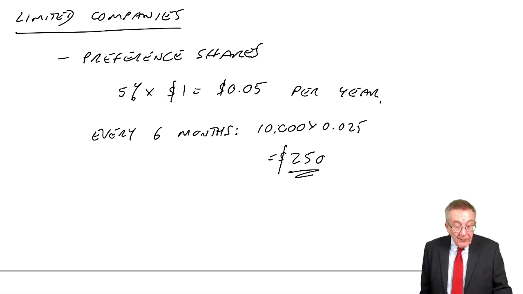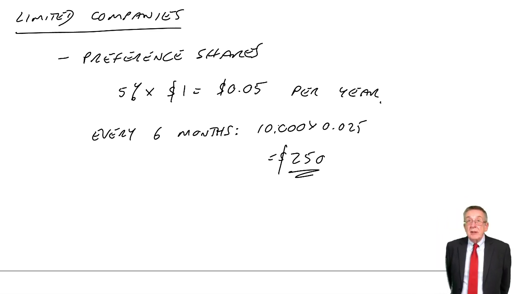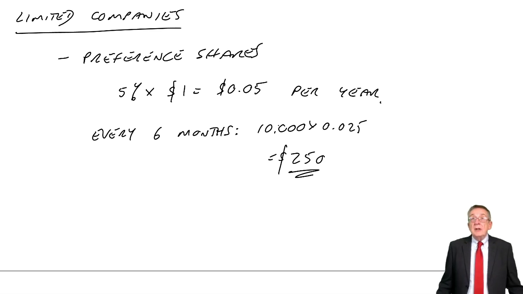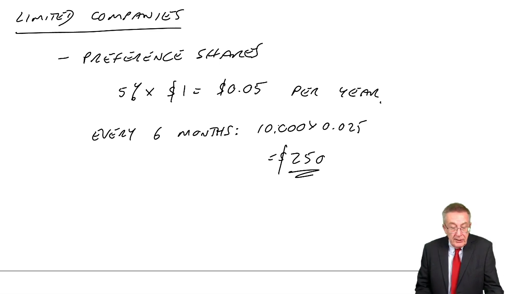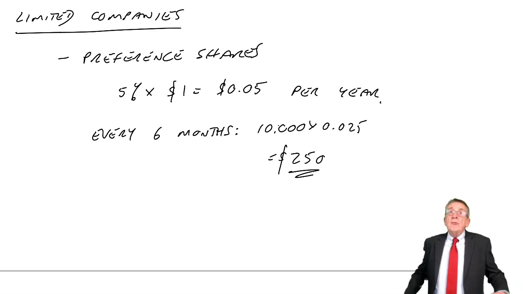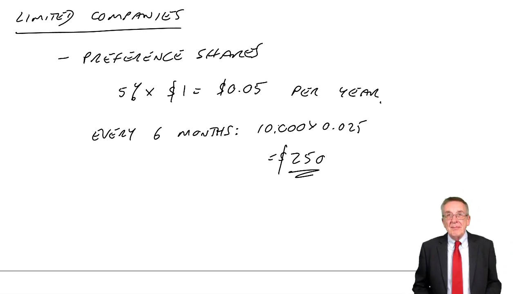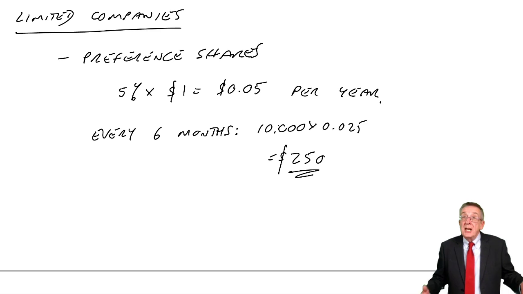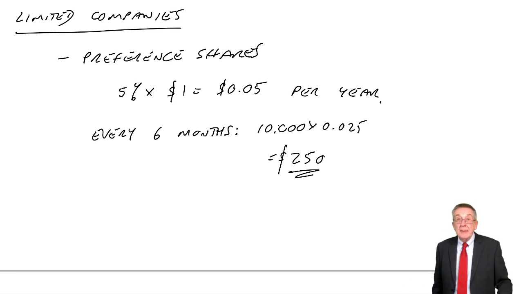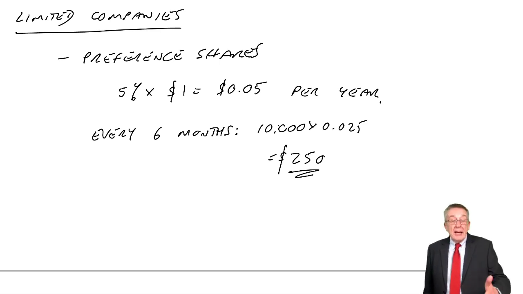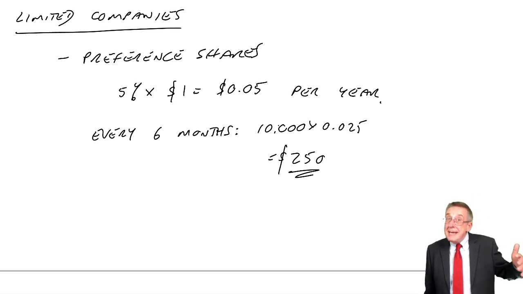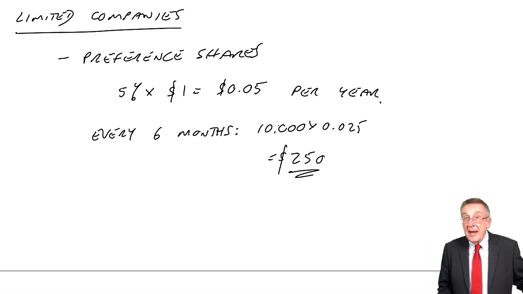The one other thing is you'll see below, preference shares can be either redeemable or irredeemable. Now, redeemable means repayable. So they might have 5% preference shares repayable in 10 years' time. So they'll get the dividend every year, then in 10 years, they'll get the cash back. Or they can be what we call irredeemable, which means they'll carry on getting a dividend each year, but they'll never get the shares repaid.